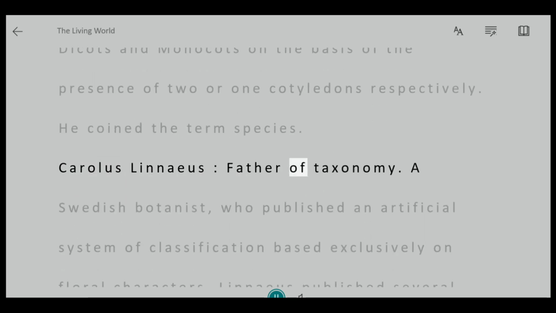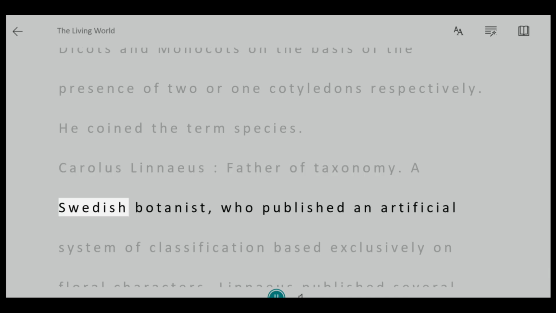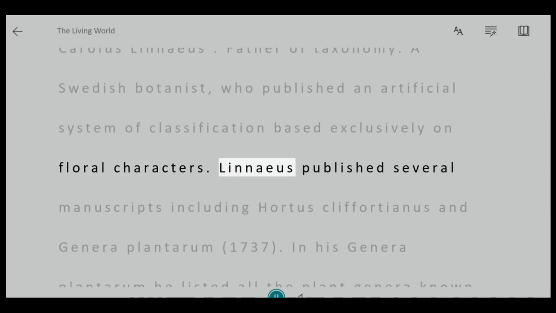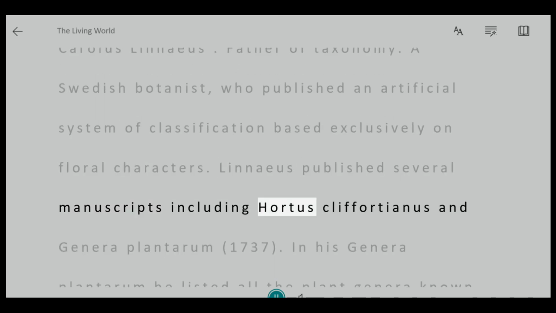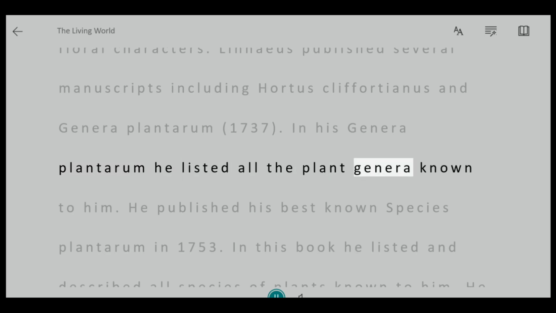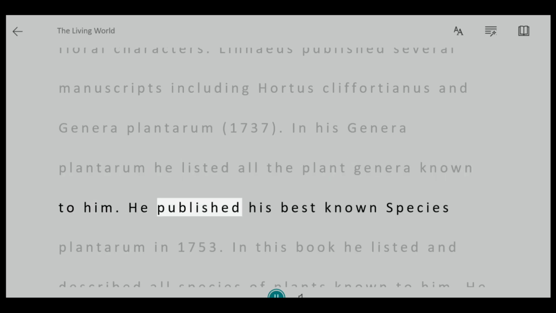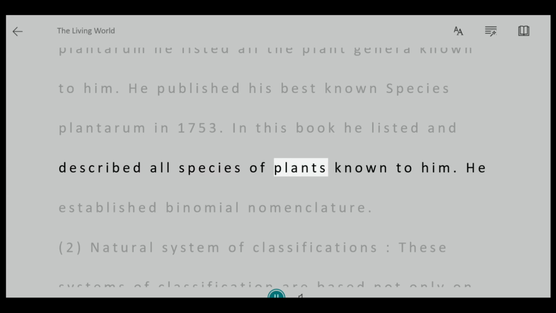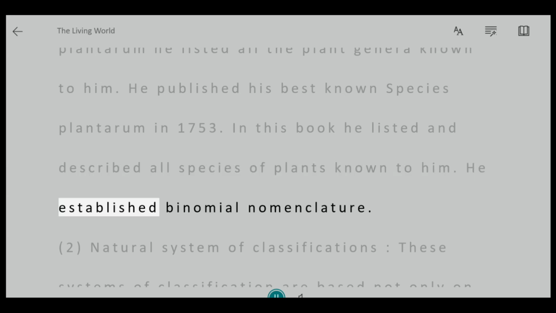Carolus Linnaeus, father of taxonomy, a Swedish botanist, published an artificial system of classification based exclusively on floral characters. Linnaeus published several manuscripts including Hortus Cliffortianus and Genera Plantarum, 1737. In his Genera Plantarum he listed all the plant genera known to him. He published his best-known Species Plantarum in 1753. In this book he listed and described all species of plants known to him. He established binomial nomenclature.